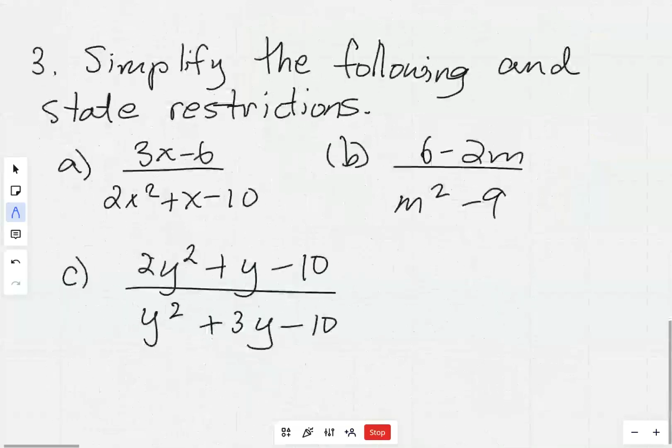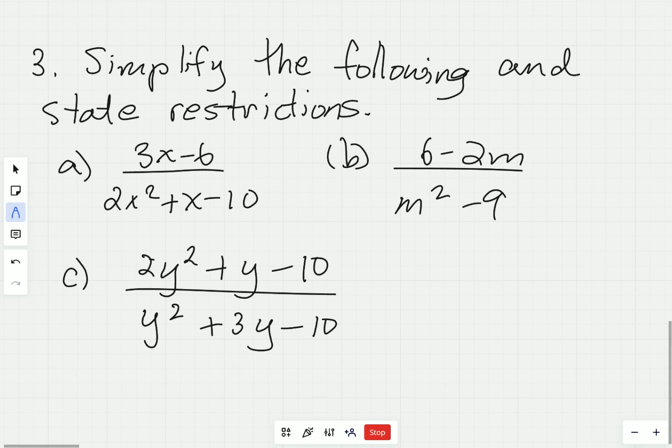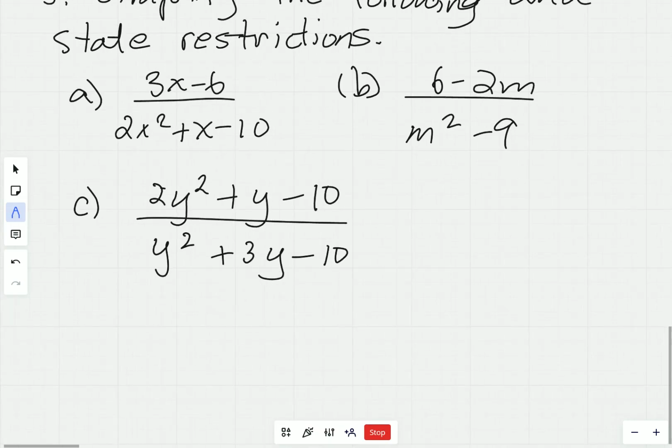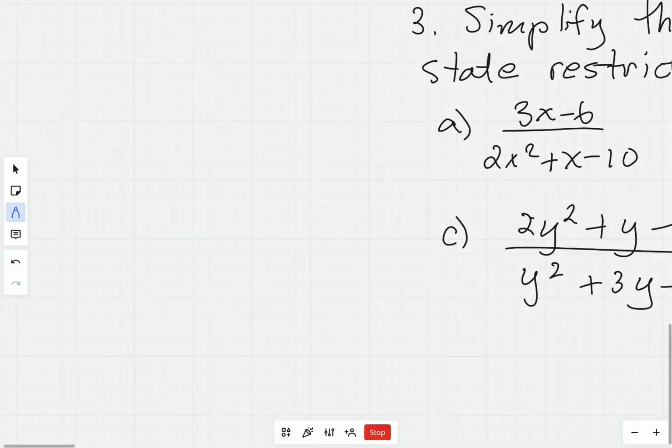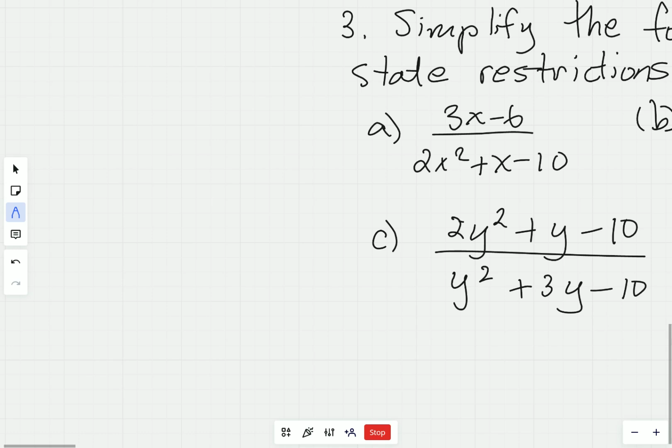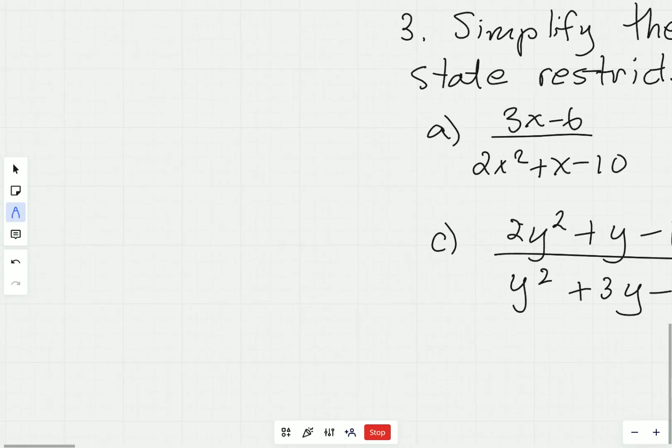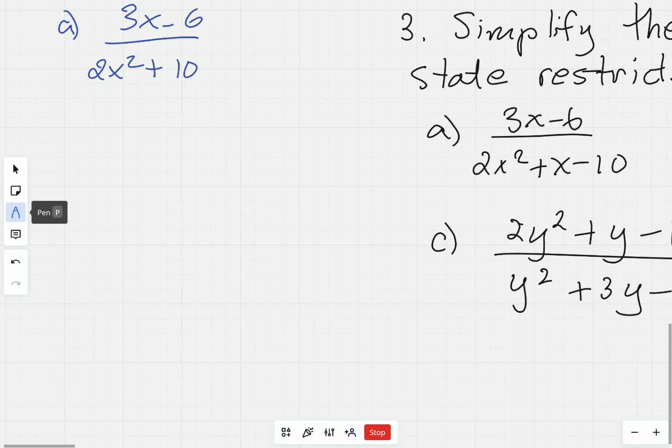All right, so let's go on to number 3. So what does it say? Simplify the following and state restrictions. Okay, so let's give this a try. So the first one is, why don't we do that over to the left-hand side? So 3x minus 6 over 2x squared plus x minus 10. All right, so they want us to simplify, so let's rewrite it here. So 3x minus 6 over 2x squared plus x minus 10.